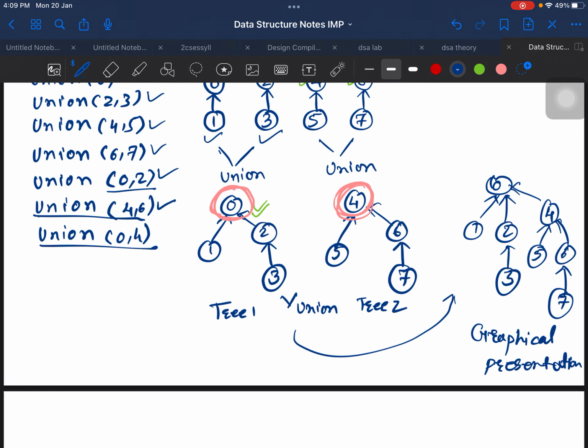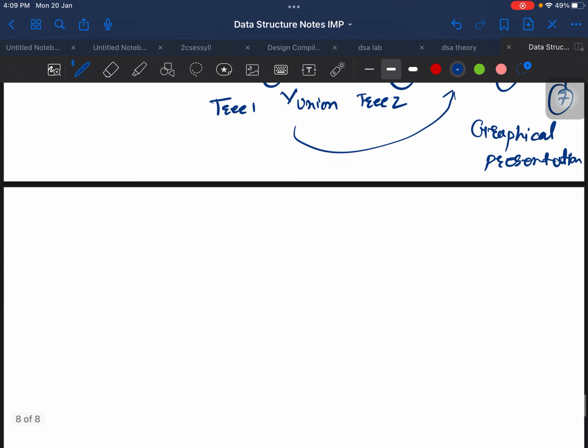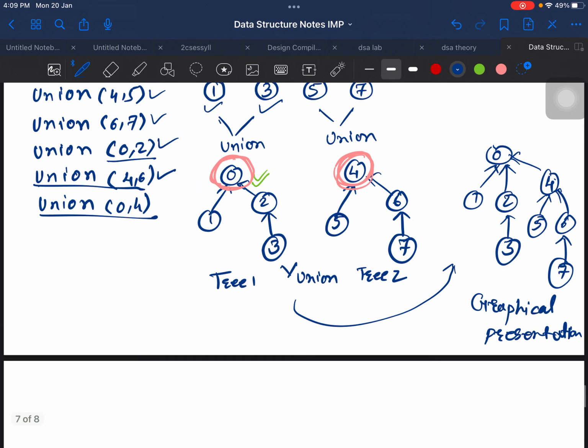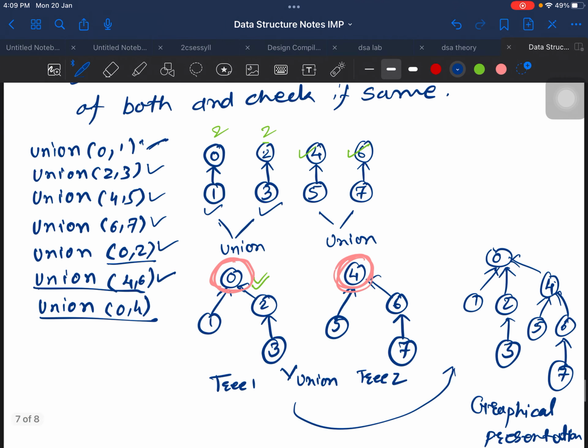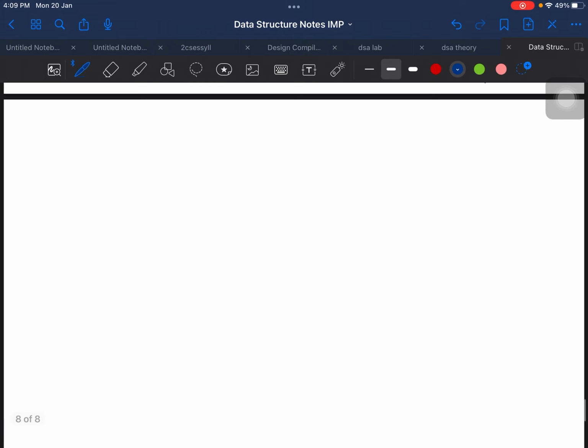Now let us assume that if you want to search any element, then you can directly come to the root 0 and then come to 3. If you want to search 6, then come to 0, then 4 and then 6. So this is how you can do the find operation. Now guys, there is one more technique, that is the array technique. If you are comfortable with this graphical representation, then the array technique is very easy.